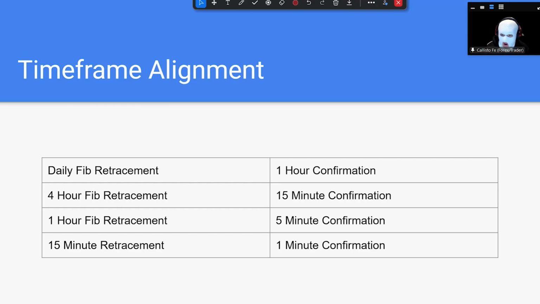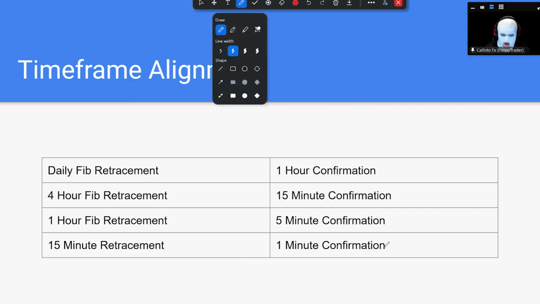If you're using the 4 hour to analyze your trend, and you want to have a safer entry, you need to drop to the 15-minute time frame for confirmations. So these are the time frames you need to look for when it comes to looking for a change of character. The change of character must happen on the 1 hour time frame for a daily Fibonacci retracement. 4 hour, 15. 1 hour, 5. 15 minute, 1. This last one here is really for scalpers.